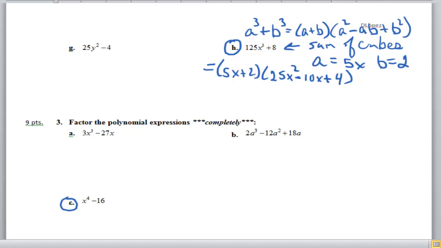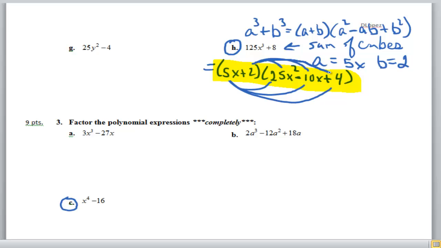And the nice thing about these is you can always multiply them out to check them. And when you multiply that out, you obviously have to distribute. You have to do 5x times this, 5x times that, 5x times that, and then 2 times all those three terms. And what ends up happening is everything cancels out except for the 5x times 25x squared and the 2 times the 4. Right? So that's what you end up with. And again, that was just a formula that you really pretty much had to memorize.